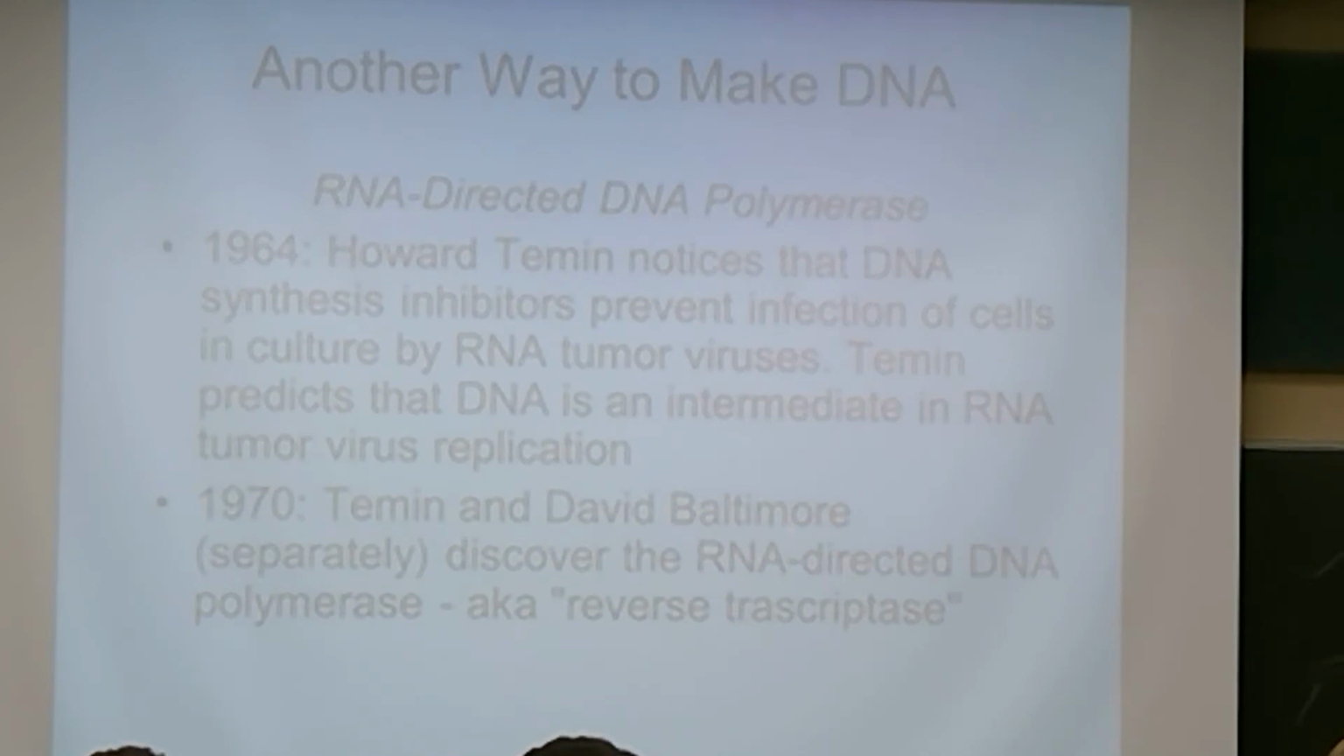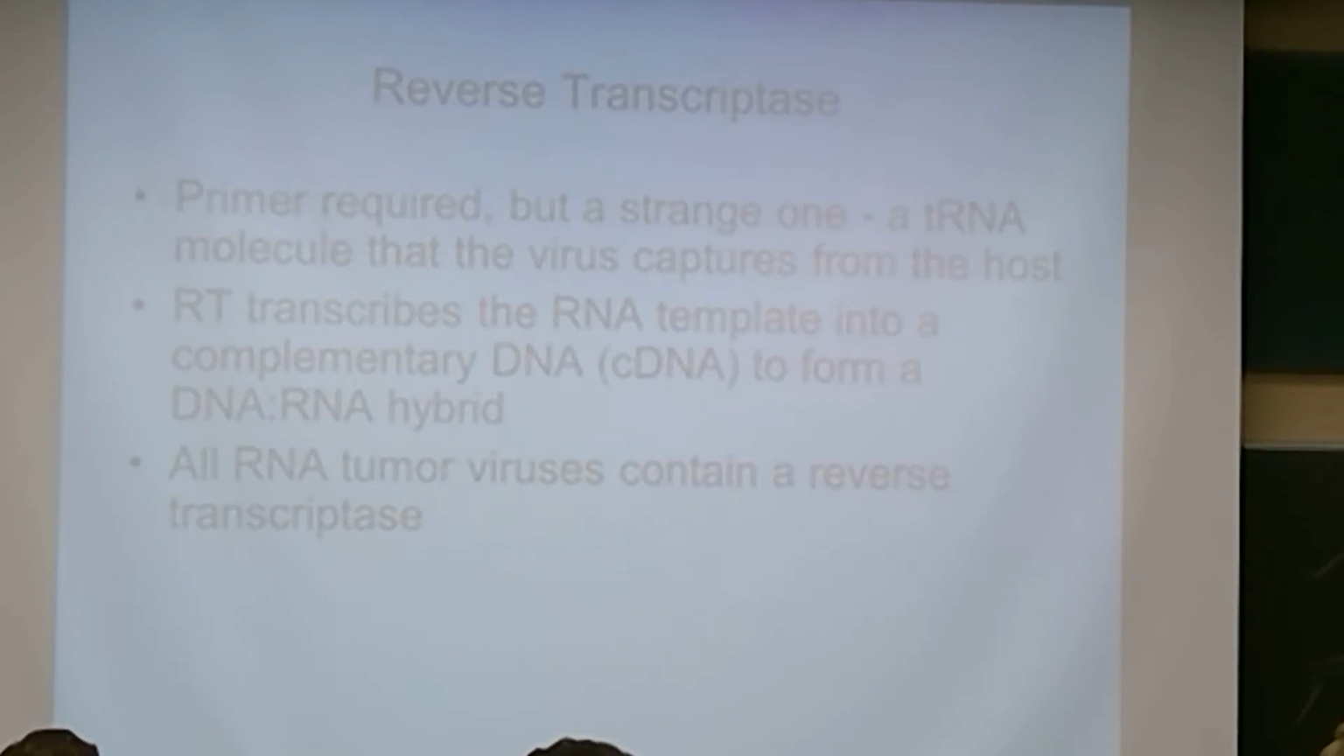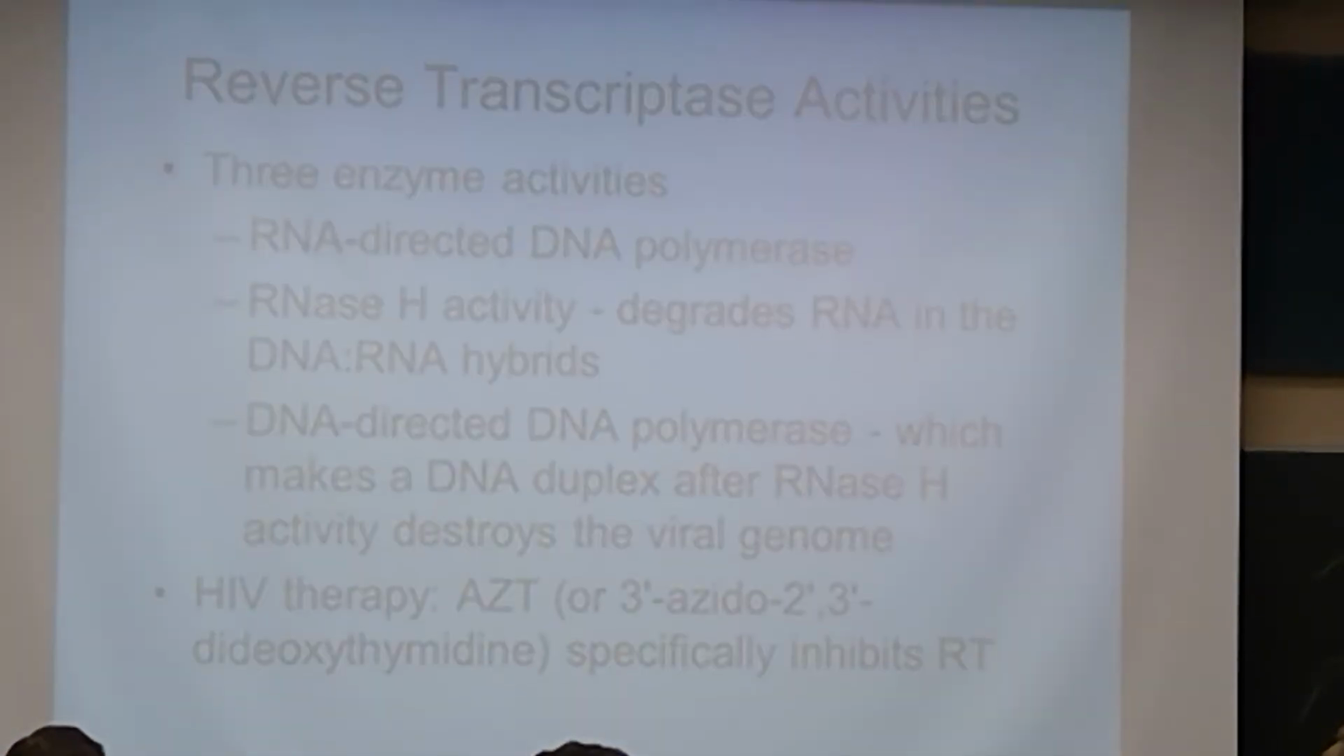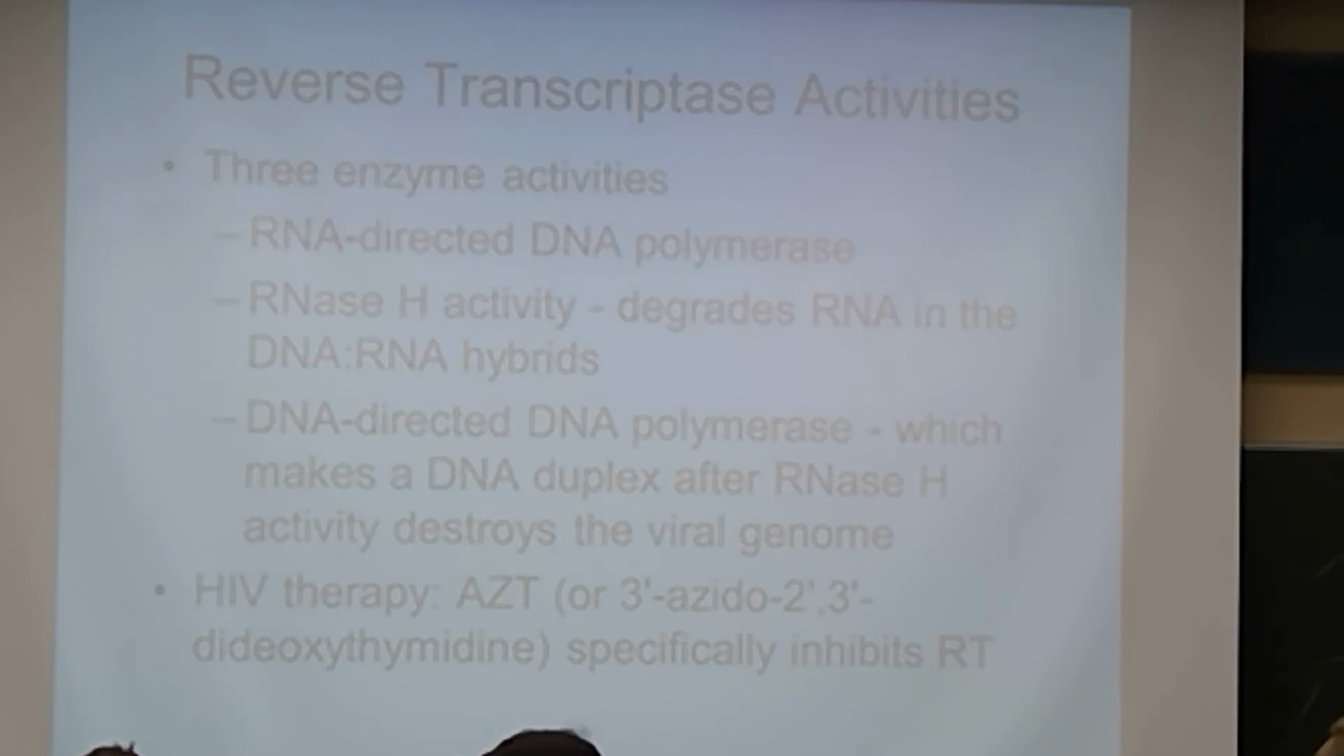David Baltimore from MIT actually discovered this reverse transcriptase. The reverse transcriptase has the RNA-directed DNA polymerase activity, and RNase H activity, which degrades the RNA from the RNA-DNA hybrid. Then it can also replicate on DNA. HIV therapy, azidothymidine. Correct? Does it make sense, some of these concepts?